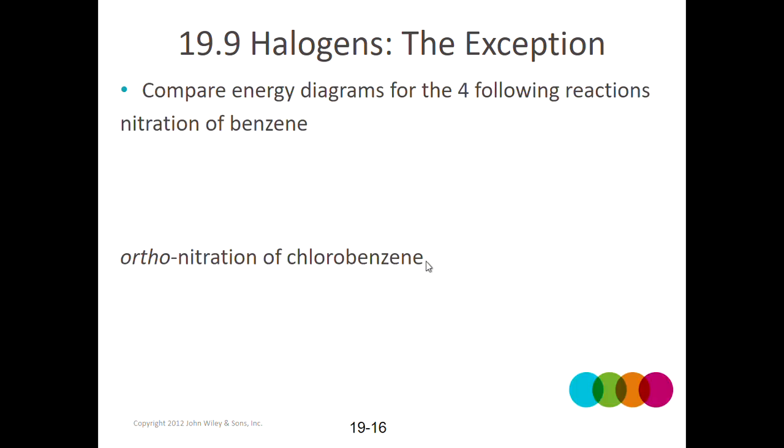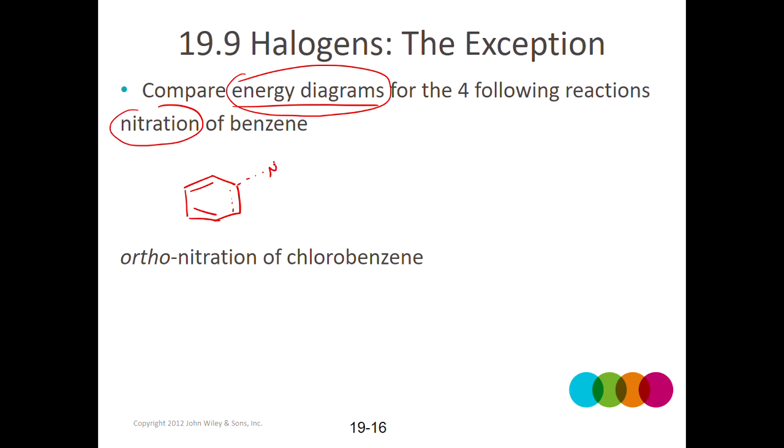All right, so let's see if we can look at some energy diagrams. So I want to look at nitration of benzene, ortho nitration of chlorobenzene. And so if we're looking at the energy diagram, mostly we want to focus on the transition states. So let's just draw a couple quick transition states here. So I've got benzene. It's going to break a pi bond and form a new bond with a nitro group since we're nitrating the benzene.